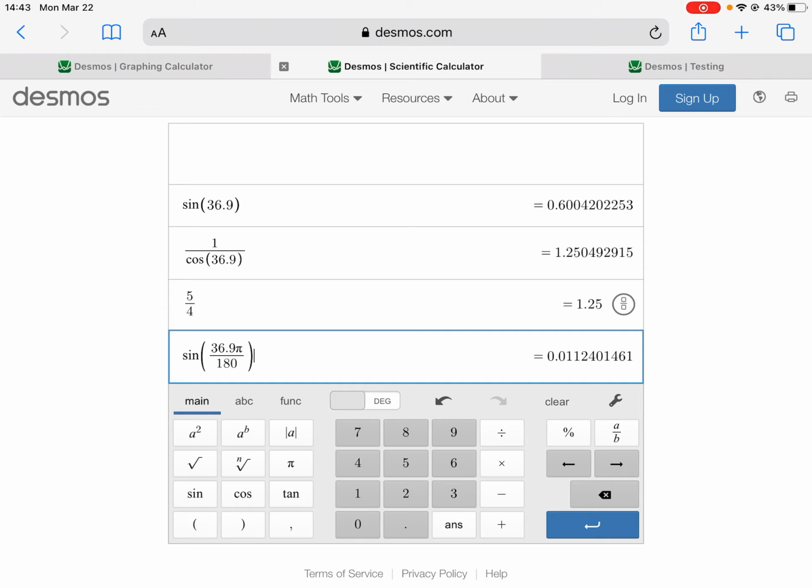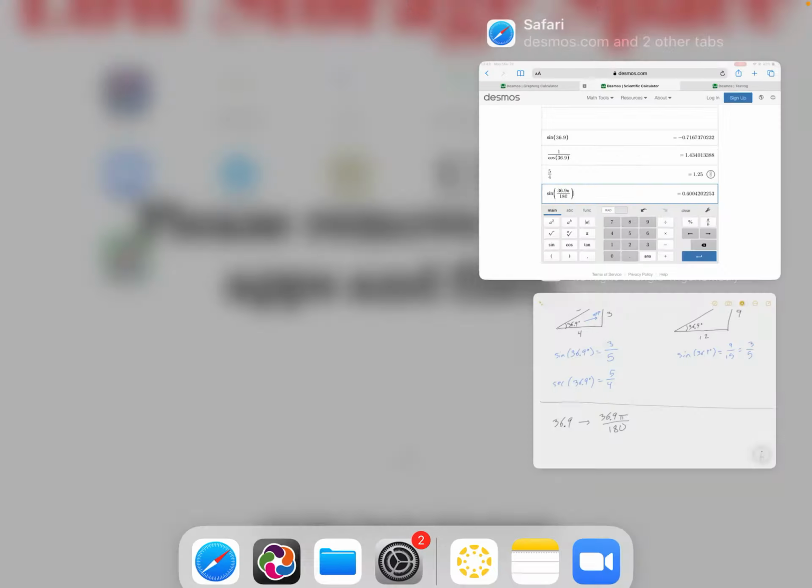If I switch back to degrees, now it's again weird. It doesn't really make sense. But just be careful when you're doing trig. Make sure your calculator is either in radians or degrees mode.